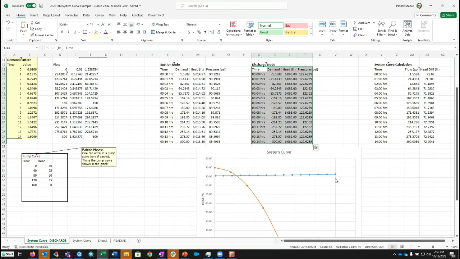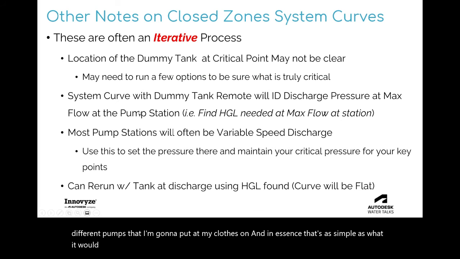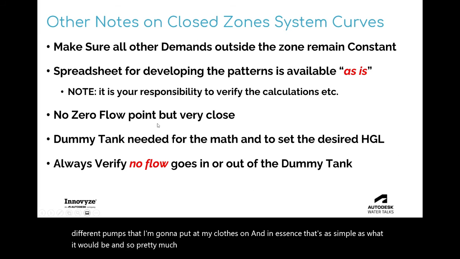And then once you identify that critical pressure at what I need at the discharge, I can rerun it with my dummy tank at the discharge of the pump station. And then this is going to be, if I'm going to use a variable speed, which usually you are in a closed zone, what my discharge pressure would need to be, and then I can use this to evaluate different pumps that I'm going to put at my closed zone. And in essence, that's as simple as what it would be. And so, pretty much that's how you would do that.